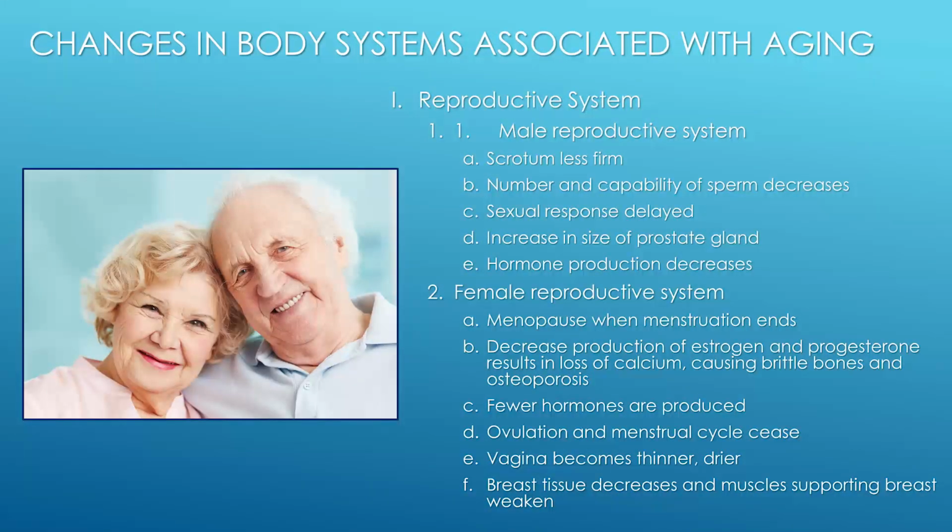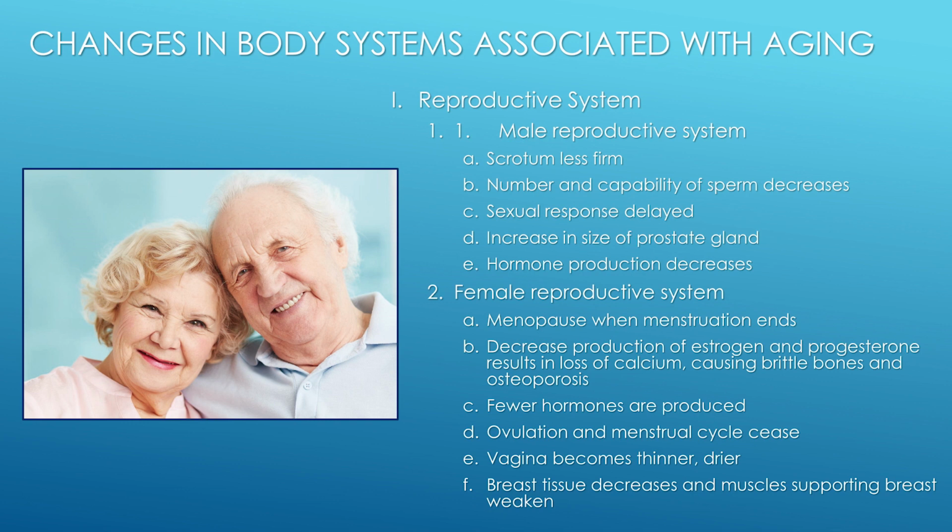I. Reproductive system. Male reproductive system. Scrotum less firm. Number and capacity of sperm decreases. Sexual response delayed. Increase in size of prostate gland. And hormone production decreases. Female reproductive system.